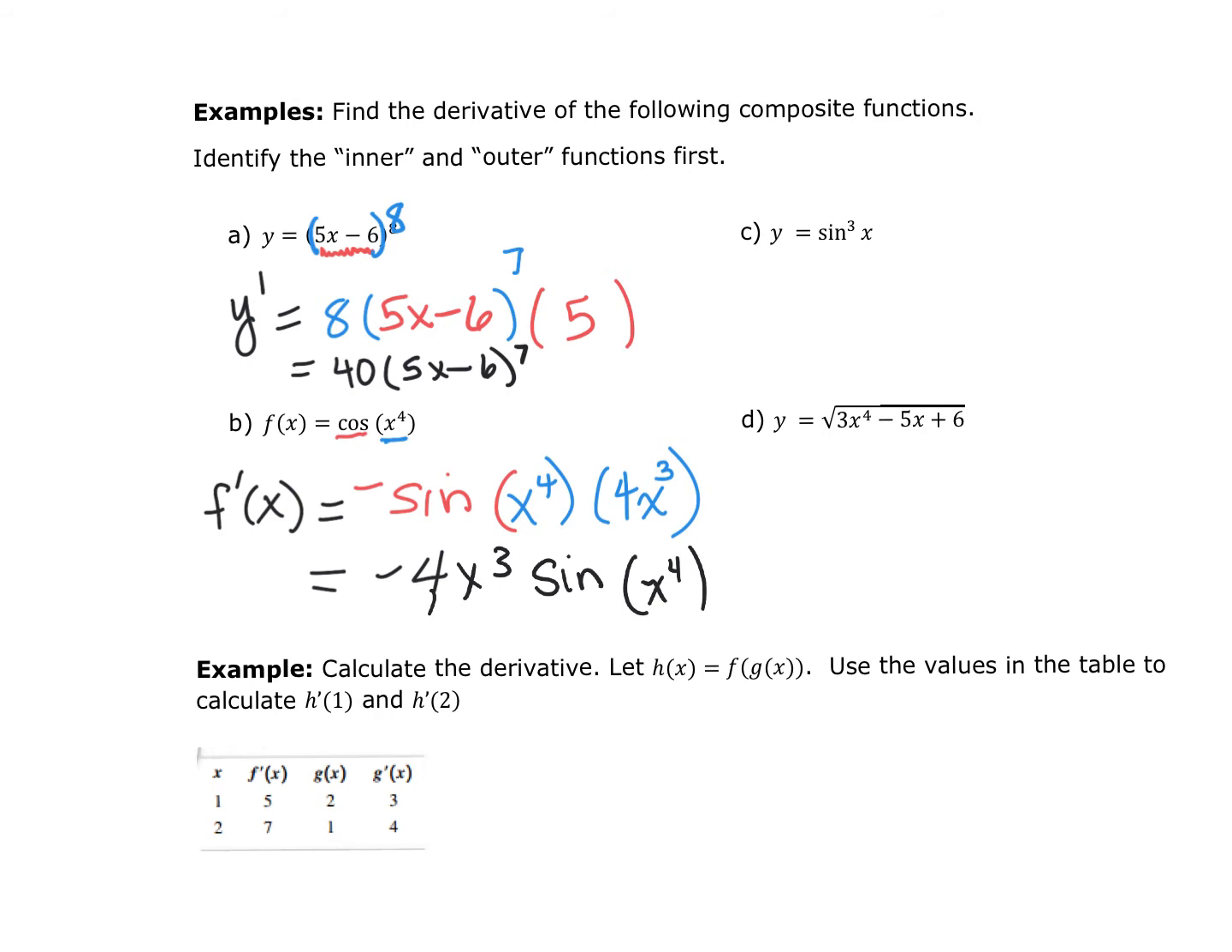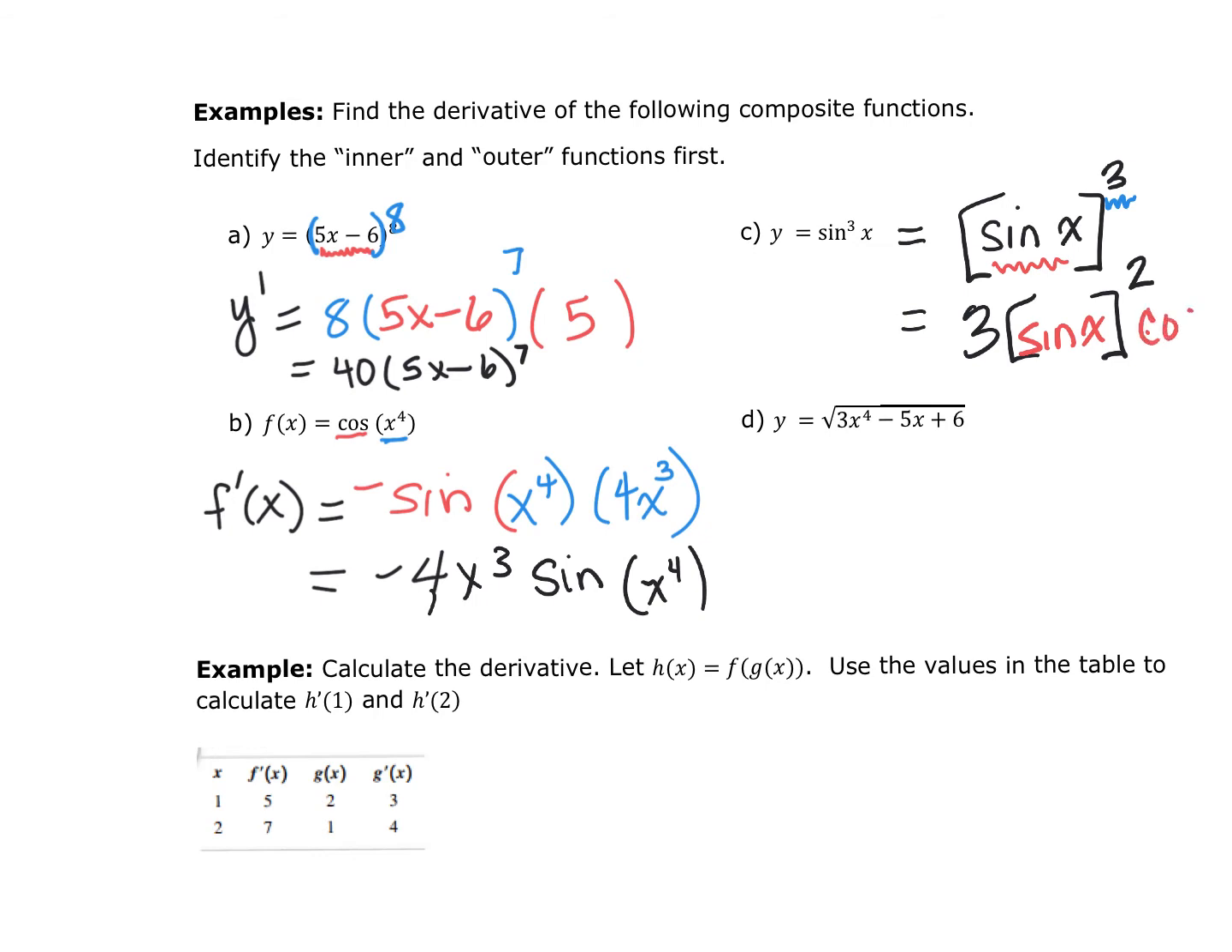Okay, so let's take a look at this one here. I'm going to rewrite this as the sine of x, cubed, so that I can actually see that one of these is my inner function and the cube here is my outer function. So I'm going to take the derivative of the outer function, but I'm going to leave the inside alone. And then I'm going to multiply by the derivative of the inside function. Derivative of sine, of course, is cosine.